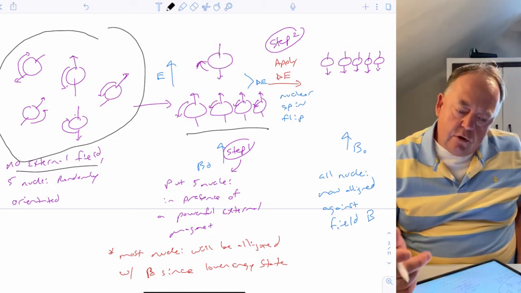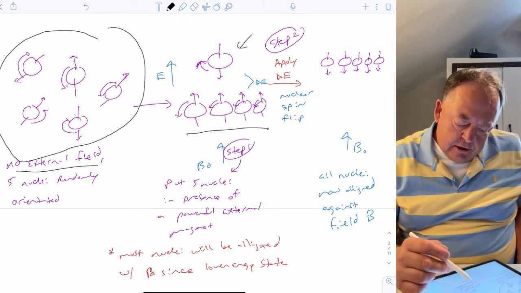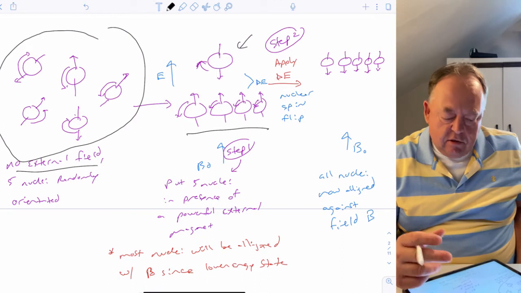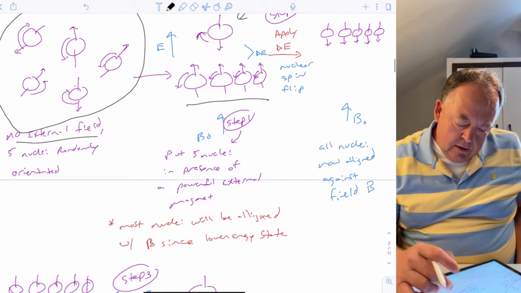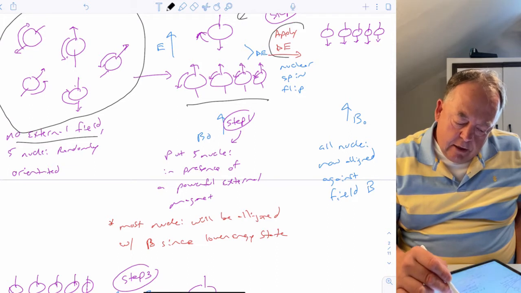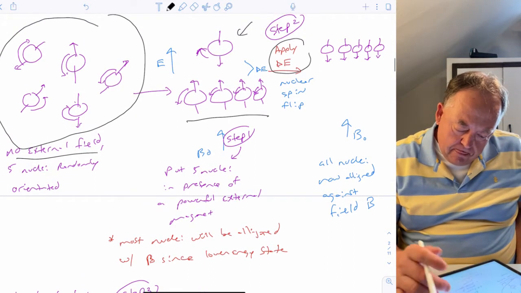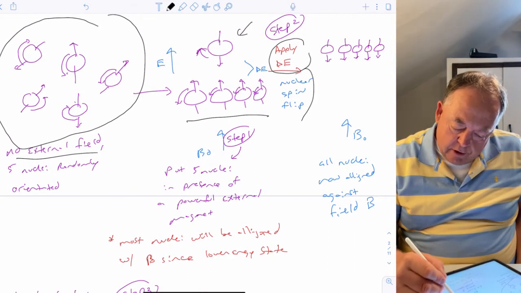Okay, so when you apply the external magnetic field, the majority of the nuclei would be aligned with the field, but the difference in energy between the spin states is not that big, so there will always be some nuclei aligned against the field. So what you do then is you apply an energy source. And as we'll see, this is radio frequency.